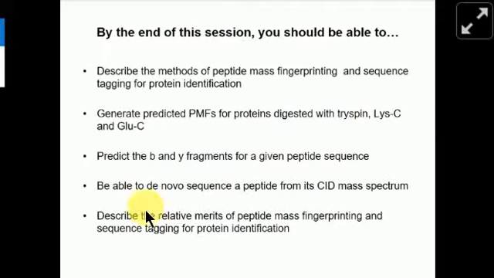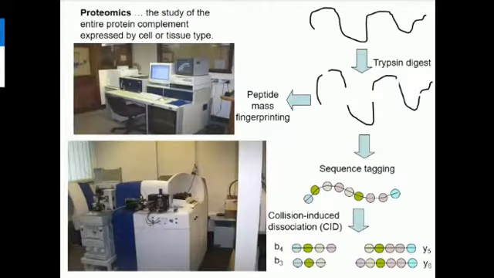Actually applied to proteomics. So, how we use mass spectrometry to identify proteins, which is our overall goal. If in proteomics we want to study the entire protein complement, what we want to do is identify what those proteins are. And so this just shows the workflow.